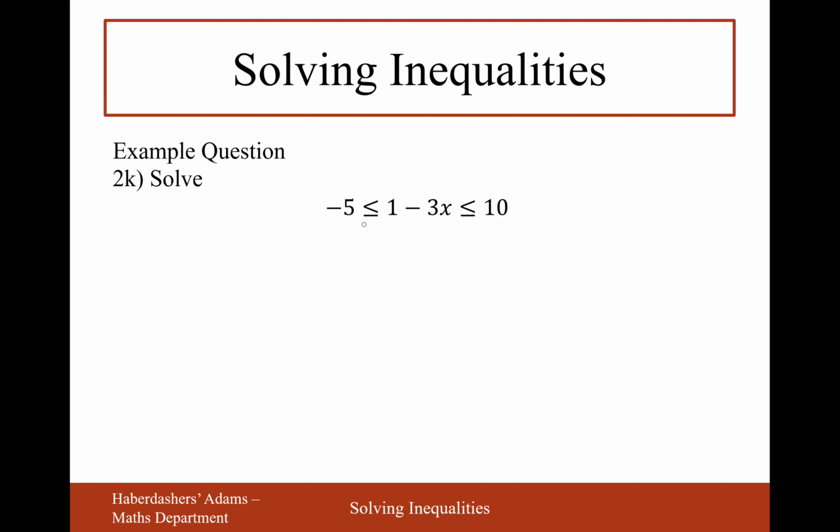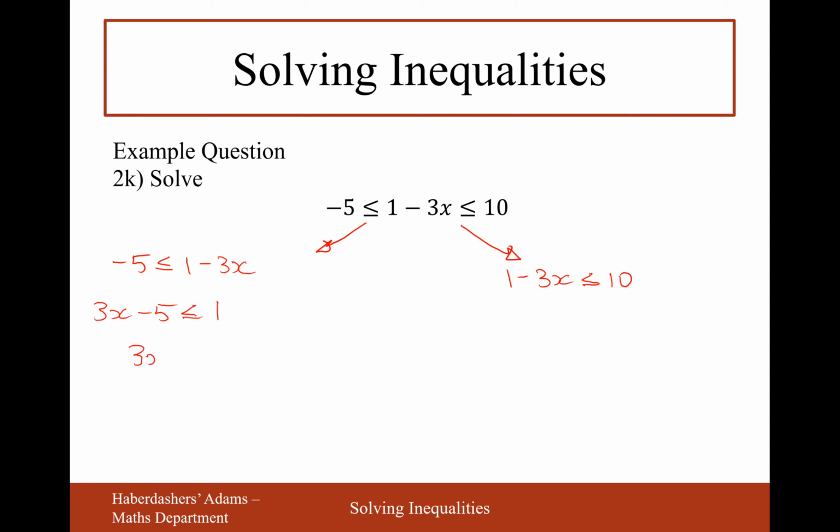Let's have a go at this one here. We'll again split them up into two separate inequalities. Minus 5 is less than or equal to 1 minus 3x. And on this side here, it'll be 1 minus 3x is less than or equal to 10. So add the 3x onto the other side. That's the easiest way of sorting this out.